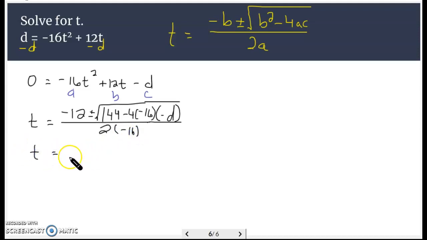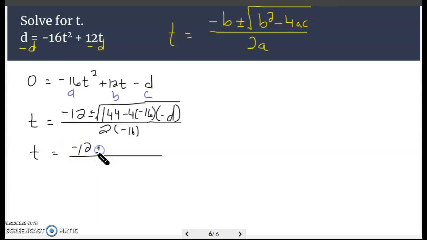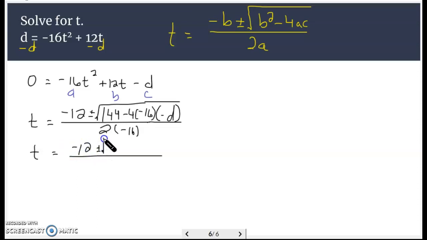Now we've got to do the simplification of everything we see here. Numerator: we have negative 12 plus or minus the square root of 144, and 4 times 16 is 64, 64d. Now we just got to determine, is it a positive or negative? Think of this as we have negative 4, negative 16, negative d. A negative times a negative times a negative is still a negative. That's why it's negative right there. 2 times negative 16 is a negative 32.